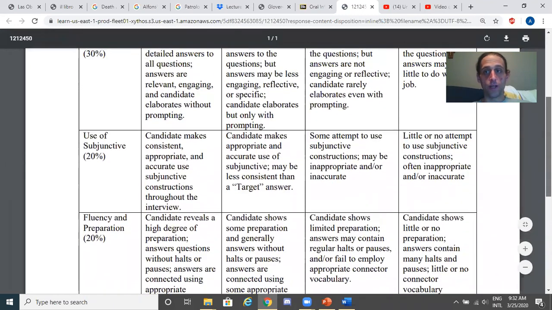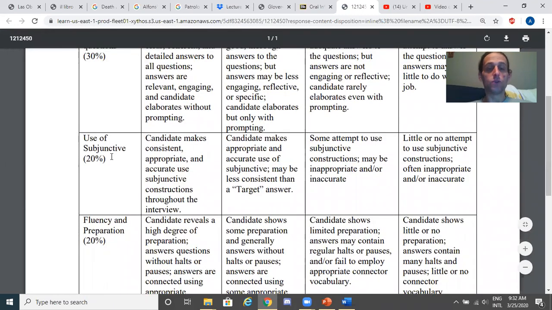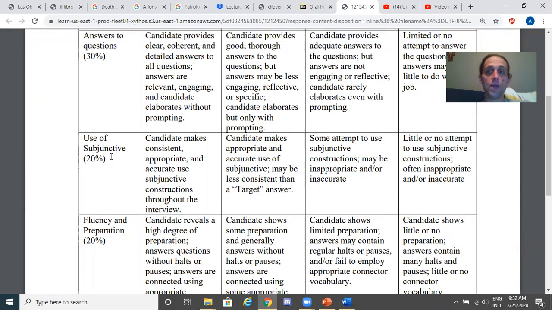The second category is critically important. Note that it's called use of the subjunctive. In this category, you're required to make consistent, appropriate, and accurate use of subjunctive constructions throughout the interview.